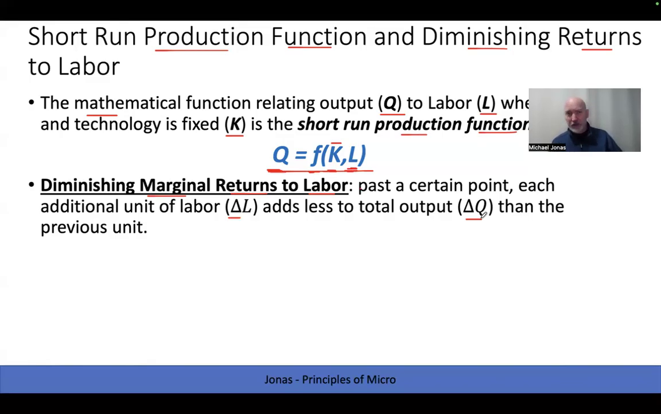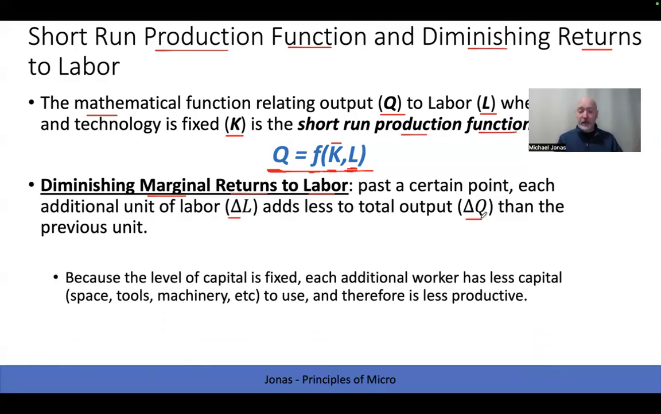Again, on the utility side, this was each additional cookie that you eat adds less total happiness past a certain point. Same idea. Being driven by a slightly different scenario here. Right? What is it about those added workers that makes them less productive? Is it because they're less well trained? They're not working as hard? They're lazy?